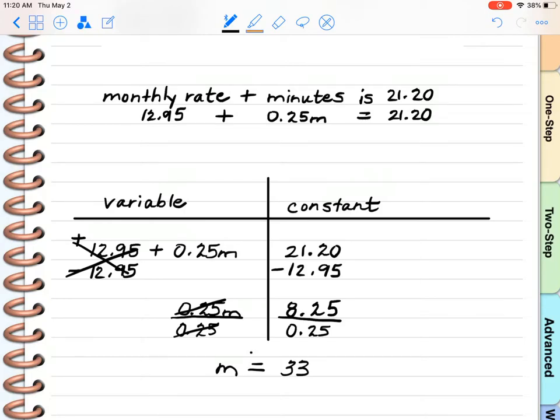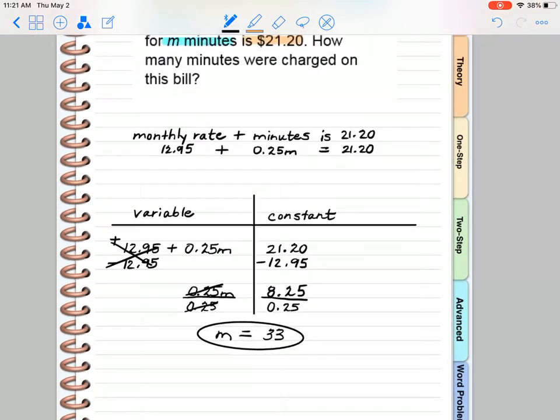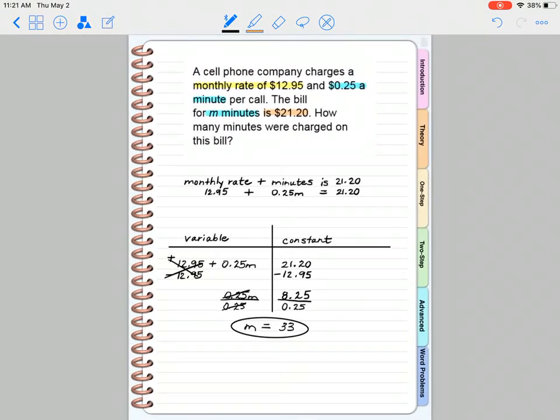Not much, just a little over half an hour. But that's me. I text a lot. I don't use my minutes. I use the text feature. And this problem's a little old. Now most people have unlimited minutes or some other plan, but this one's a little bit outdated. But the algebra never changes.